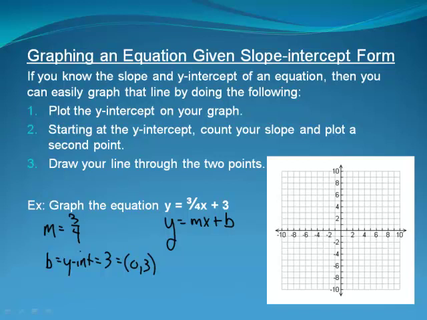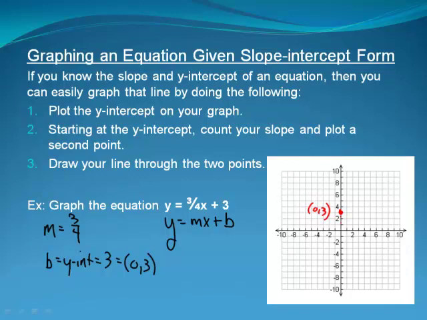Okay, now following the steps listed above, your first step, once you determine your slope and your y-intercept, is to plot the y-intercept on your graph. So our y-intercept is 0 left or right and 3 up. So coming over here, 0 left or right and 3 up will be right there.